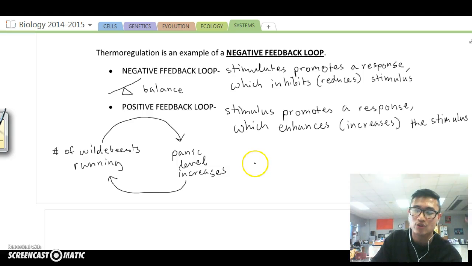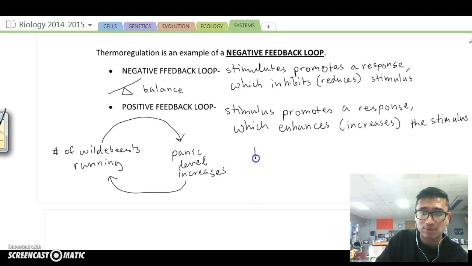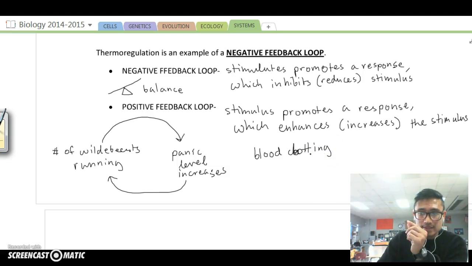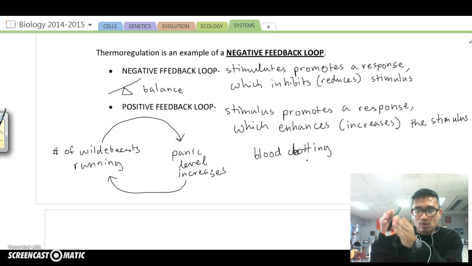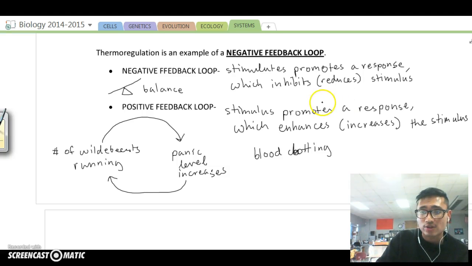Okay? So another biological example would be blood clotting, C-L-O-T-T-I-N-G. Basically, every time you get a cut, your little platelets start to clot it. And when it starts to do that, it almost builds a dam, like a reservoir of these platelets that prevents your blood from leaking out so you don't bleed to death.